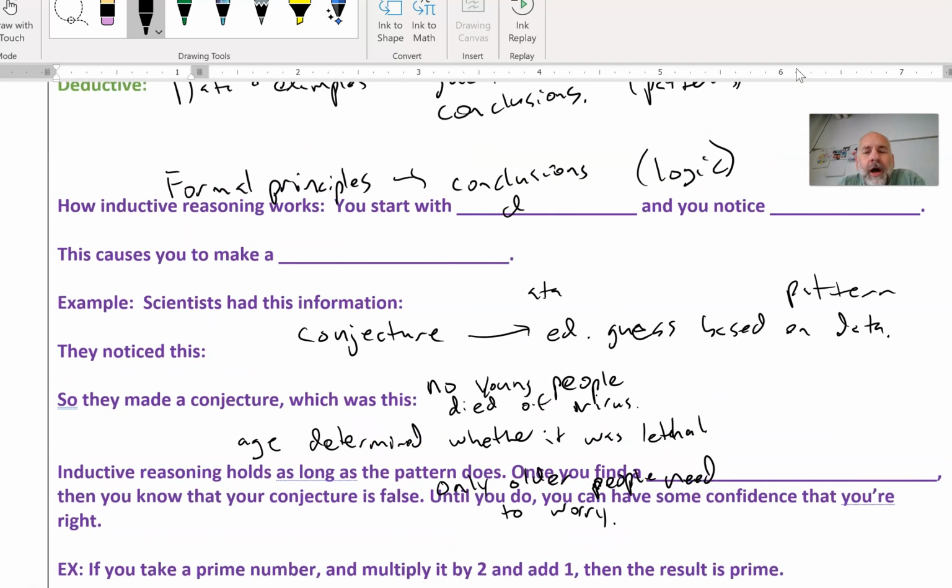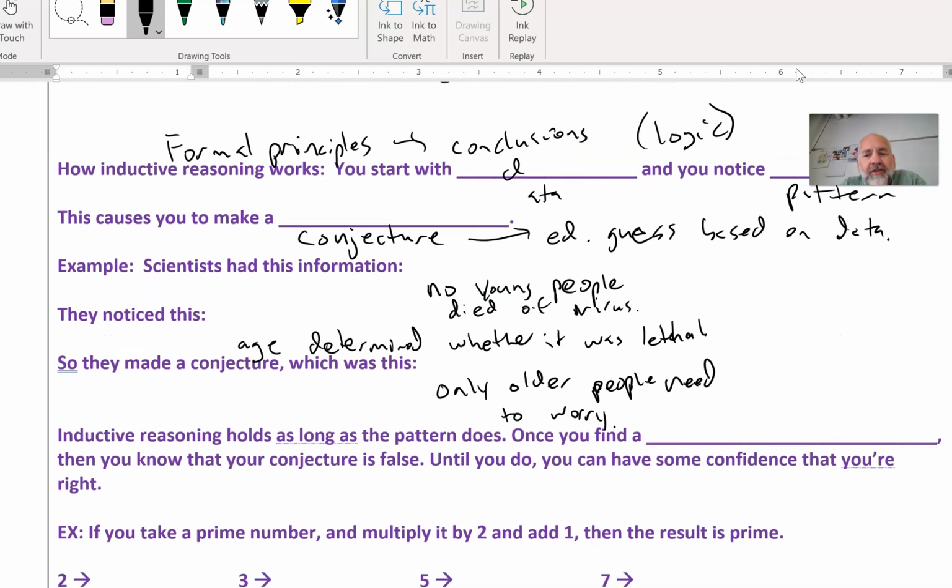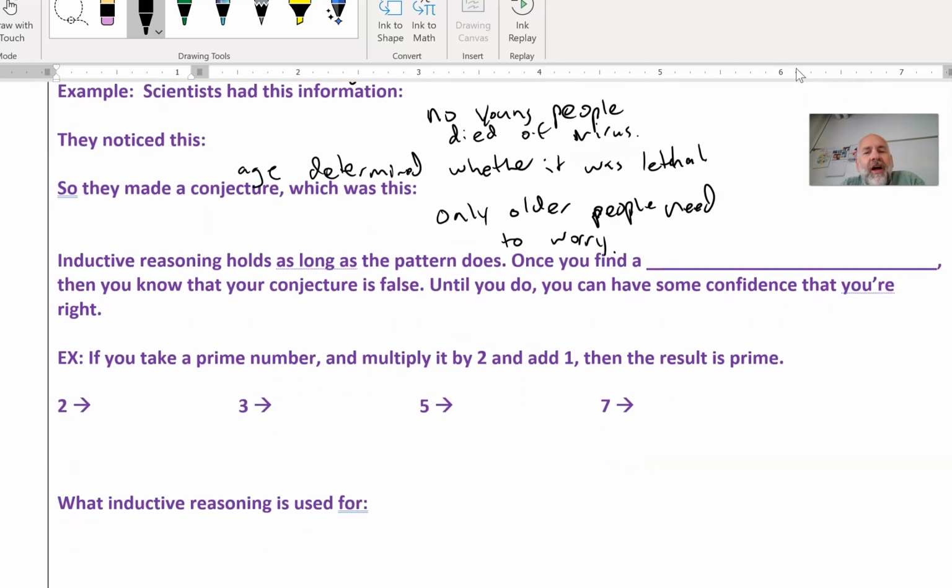So inductive reasoning holds as long as the pattern does. As long as the pattern stays true, you go, yeah, it looks like this thing's working and we're right about this. But once you find a counterexample, that's another vocab word. I better write that better.